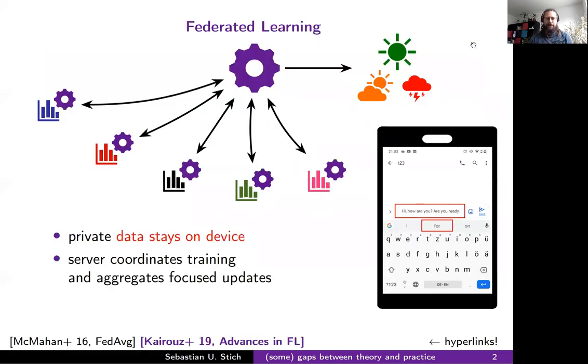In federated learning, we aim to train a central machine learning model, for instance, on a server, by accessing data that is stored on different client devices. And we do not want to send all this data to the server, but we want to train the machine learning models in such a way that the private data never leaves the client device.